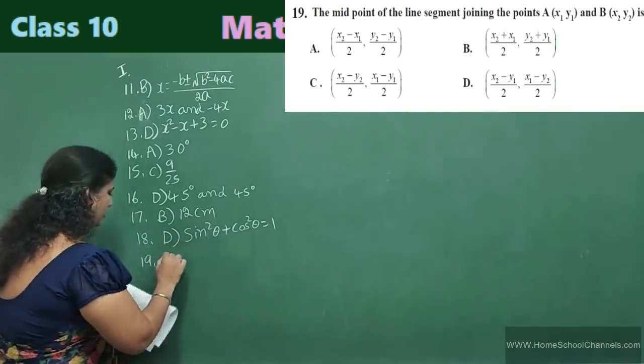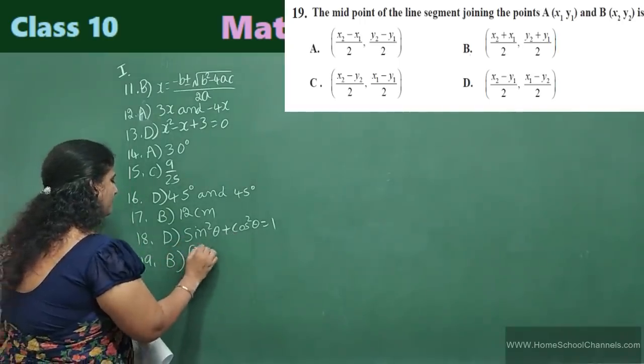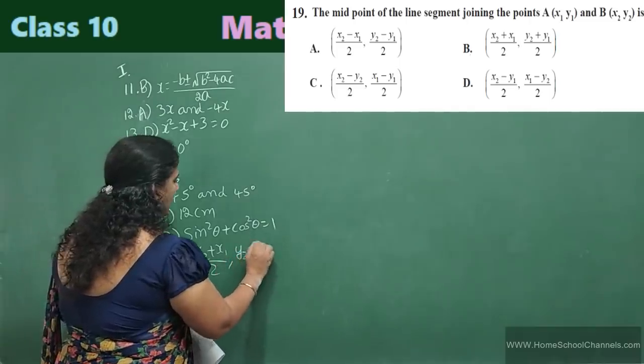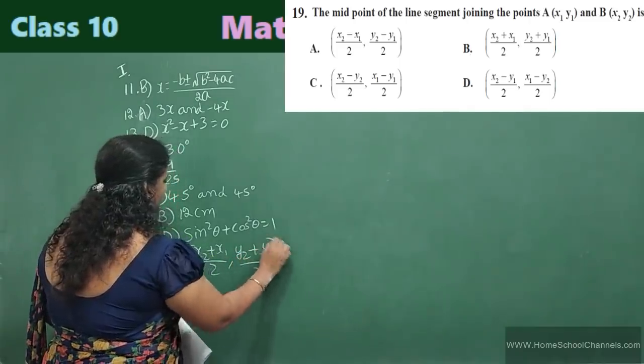Let me go with the option. Option B, (x2 plus x1) by 2, (y2 plus y1) by 2.